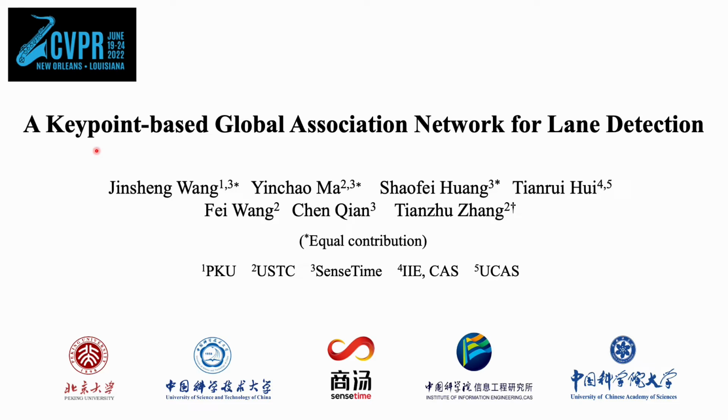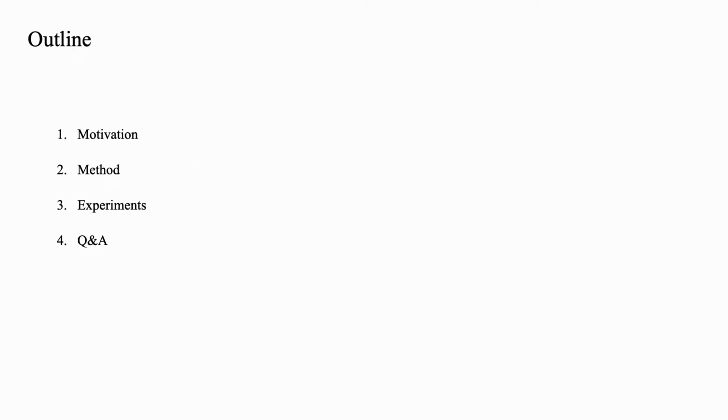Today I'm going to introduce our work named a Keypoint-based global association network for lane detection. This is an outline of my report this time, which is mainly divided into 4 parts.